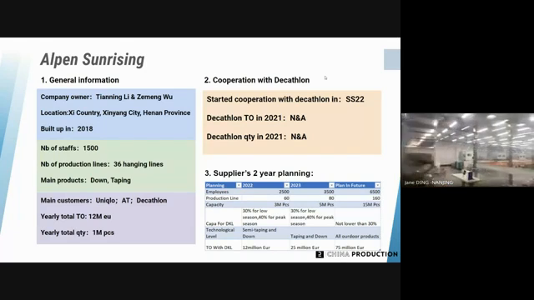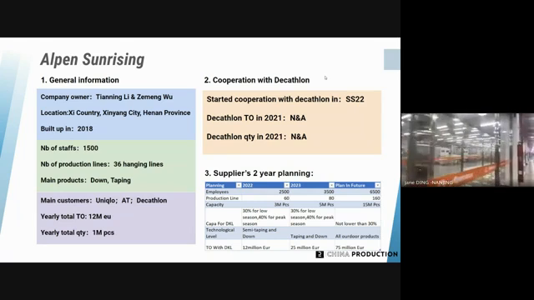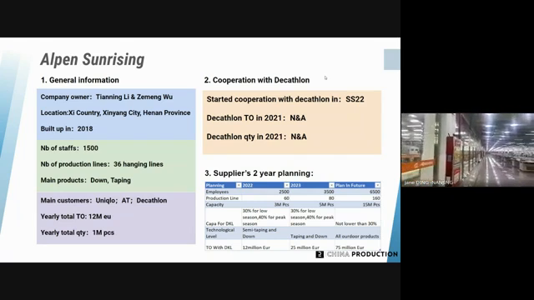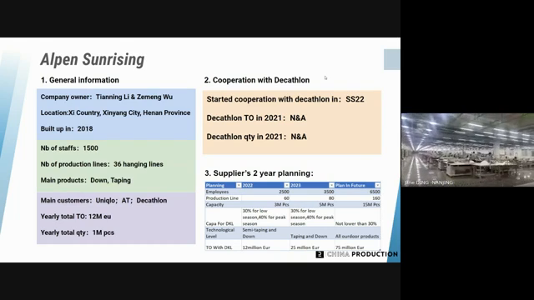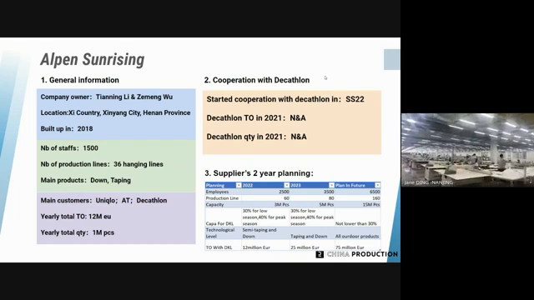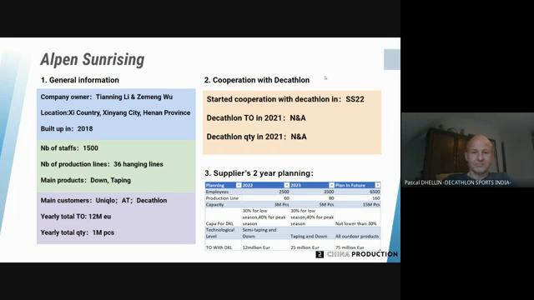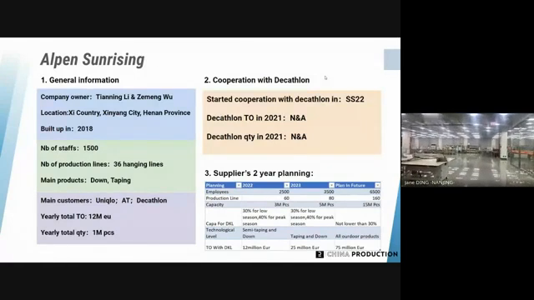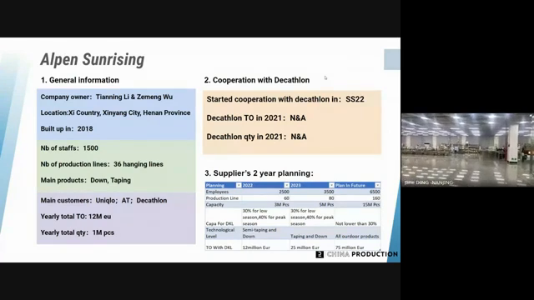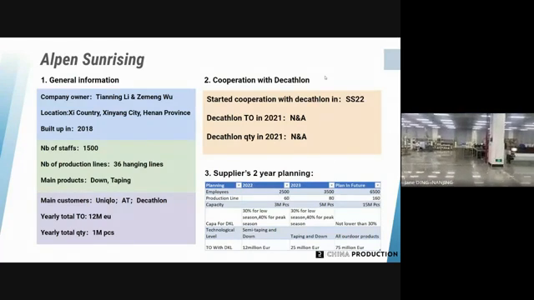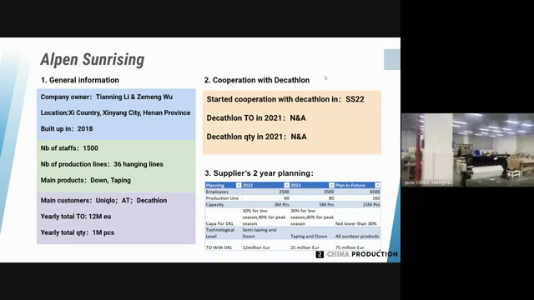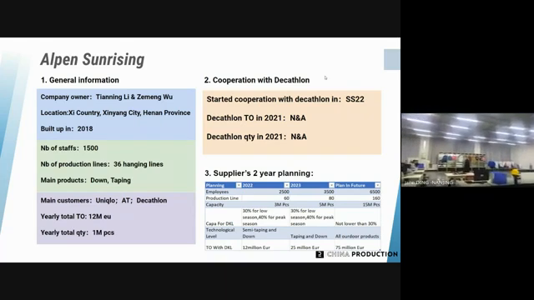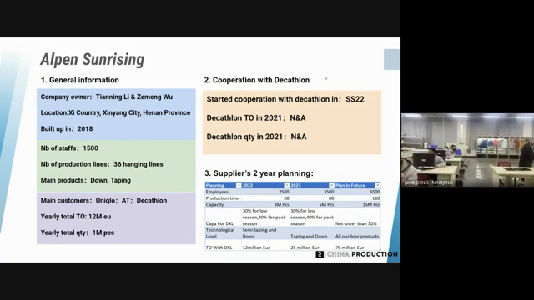So here is the down filling area, and they have got the certification from RDS. And here is the template workshops. Now we go to the sewing workshop.